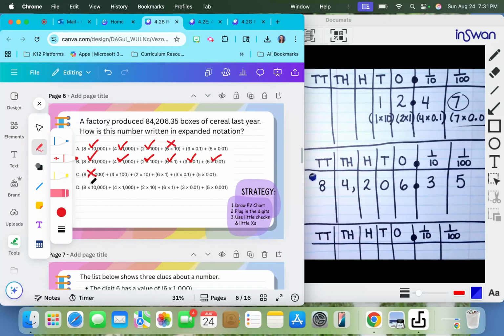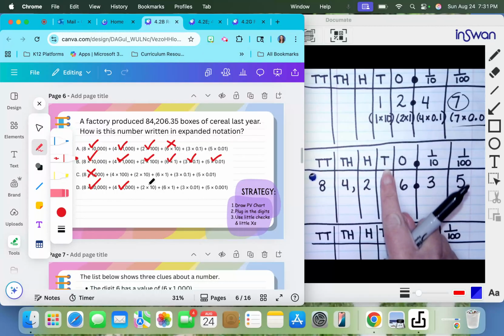Let's look at D. 8 in the 10,000s? Yep. 4 in the thousands? Yep. 2 in the tens? If we go to our tens, there's a 0 there, not a 2. So that messes up D. So B is the correct answer.